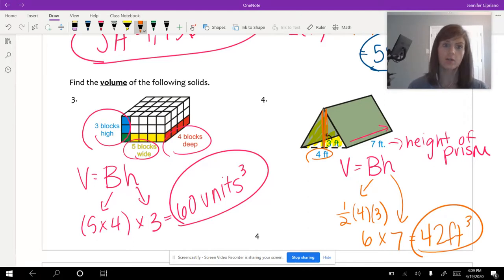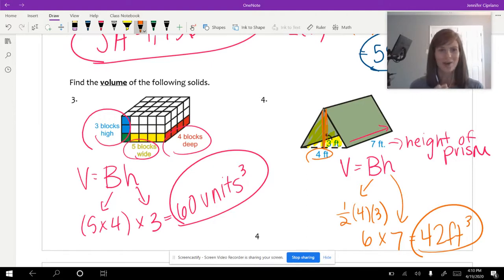Okay, so to find the volume of a prism, you find the area of the base, and then you multiply that by the distance to the other base. And remember that the base is the two parallel congruent sides, so it's not necessarily the bottom of your shape. That's just something that you have to be careful about when you're looking at your pictures.